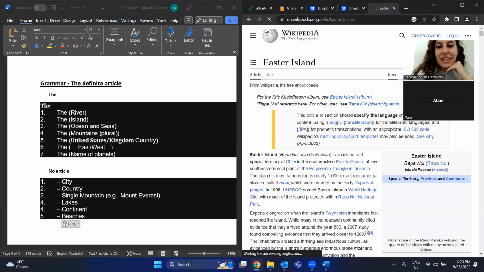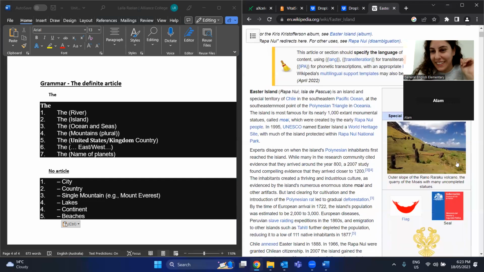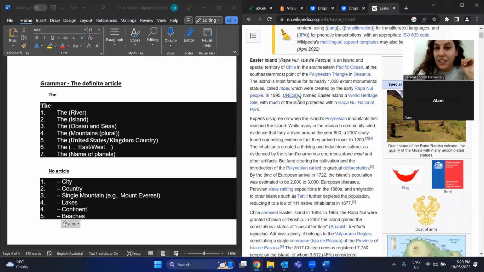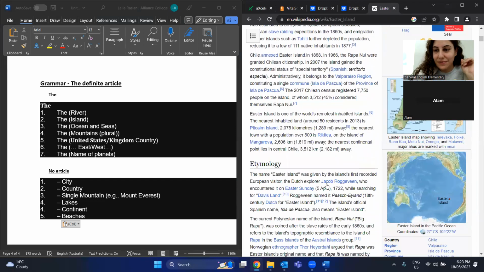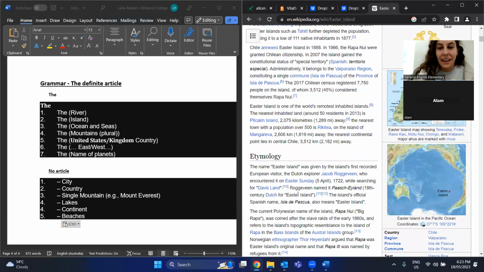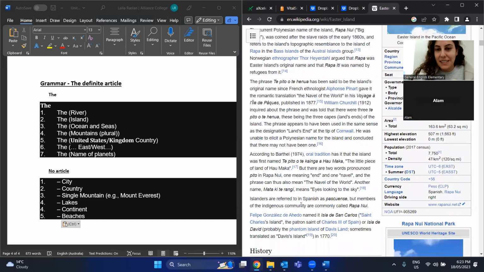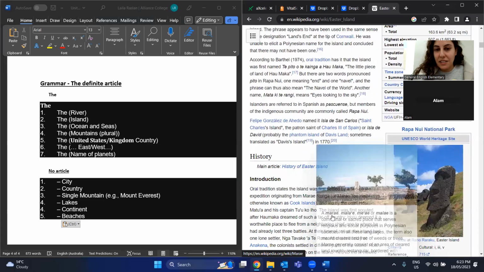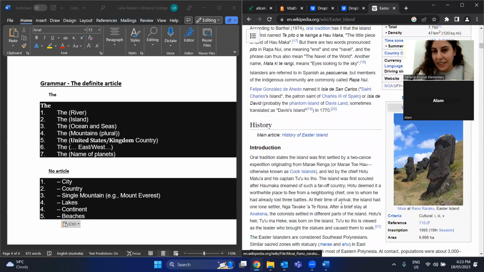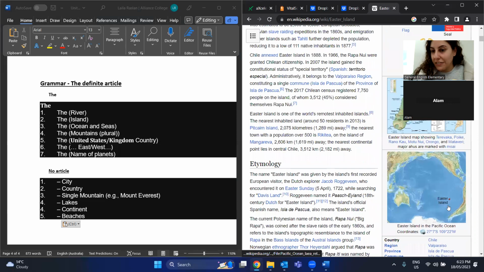It's an island of Chile. Aliens. So it's by UNESCO. It's been a World Heritage Site. The mystery. Wow. The history. Scientists still don't understand when and how. It's amazing. So the scientists are still amazed by these. So it's an island of Chile, even though it's quite far. Wow.